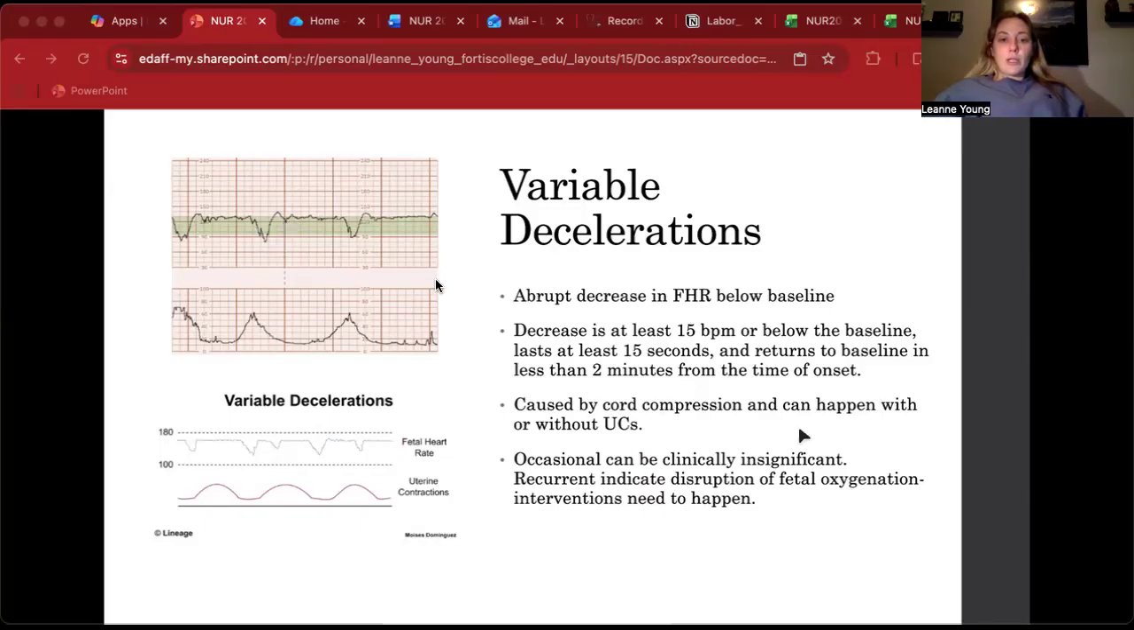They're caused by cord compression and can happen with or without uterine contractions. We can have a variable randomly, and that's okay. Babies will do that sometimes. They can occasionally be clinically insignificant, which means that sometimes they're benign and we don't have to worry about them. But if they're happening recurrently with every single contraction, or they're happening all the time without anything going on with your labor, that's typically something that we'd be concerned about, okay? And we would need to do some interventions. Okay, so think variables, V.